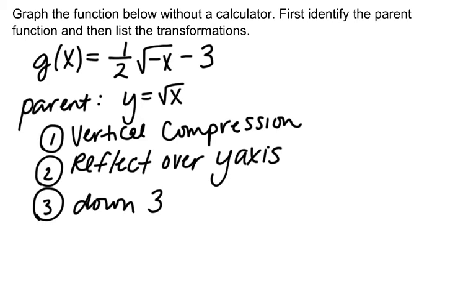But the order of these first 2 transformations, the vertical compression and the reflection, are certainly interchangeable. So those don't have to be set in stone. If you prefer to reflect first and then deal with your compression, that's fine. It's just my preference to always do the compression first, and then I choose to reflect, and then always shift last in the end. So now let's work on graphing our parent function.